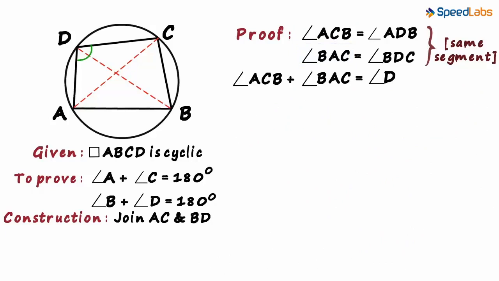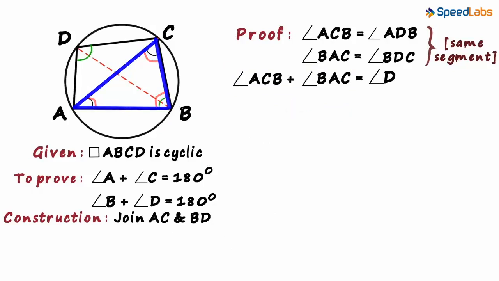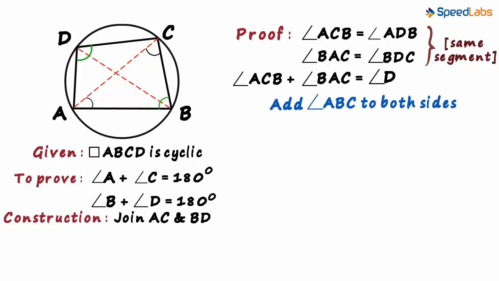Since we are looking for 180 degrees, we have to look for the sum of angles of a triangle. Look at the left-hand side. It's angle ACB plus angle BAC. This is angle ACB and this is angle BAC. If we look at triangle ACB, the only angle left out is angle ABC. If we add angle ABC to the left-hand side, we will get the sum of all the angles of a triangle ACB. When we add angle ABC to the left-hand side, we also have to add it to the right-hand side. So we add angle ABC to both the sides.